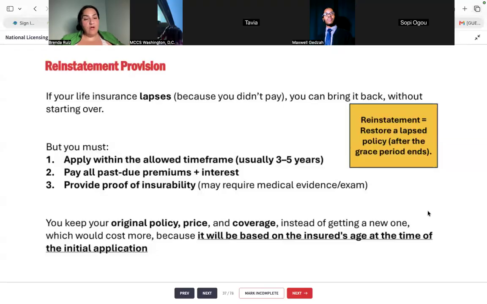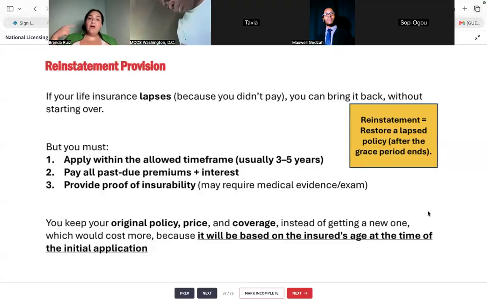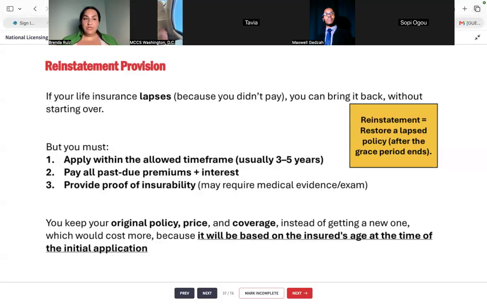Okay, that's rule number one. The second rule is you got to pay back all the past due premiums. So if you owe money from, I don't know, 2 years ago, you got to pay those 2 years worth of premiums. Got to pay it, plus the interest.